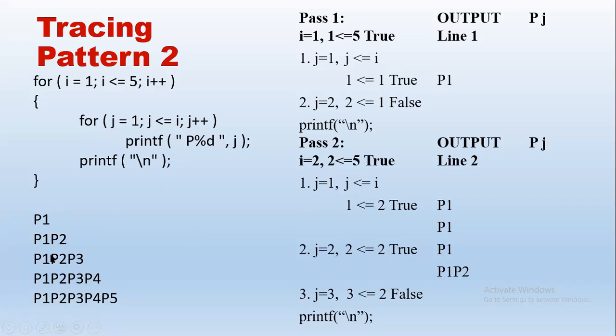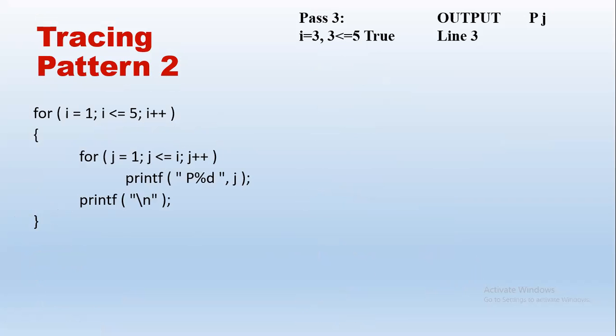So that is pass 3. I will be starting from 3, right? 3 less than equal to 5. Yes, condition is true. We need to print line 3. So here again, j will start from 1. Step 1 in pass 3, j starts from 1. 1 less than equal to I is 3. 1 less than equal to 3, condition is true.